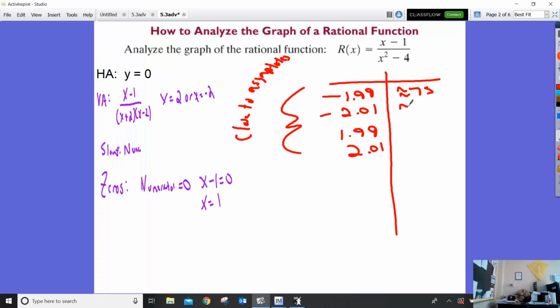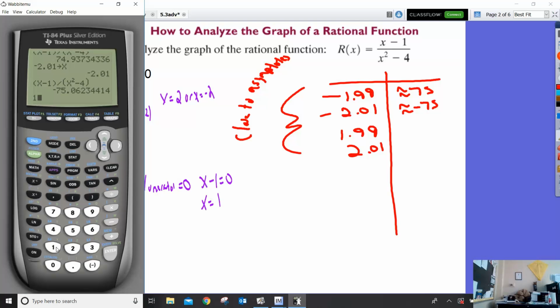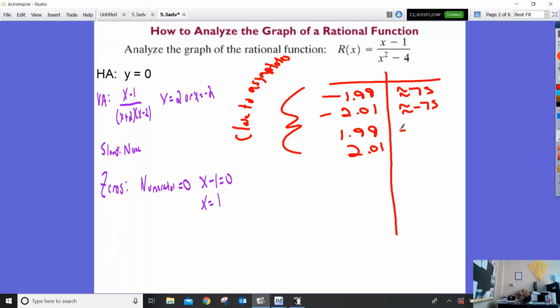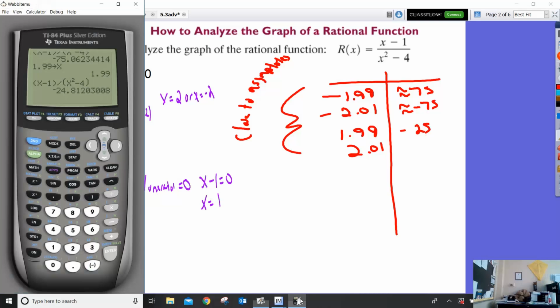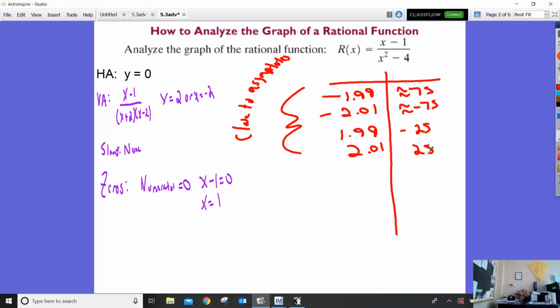And negative 75. Is that negative 25 or so? Negative 25, close enough. The other one's probably 25. That's the way this stuff usually works. All right, I'm going to throw that on the graph and see what else I might be curious about.